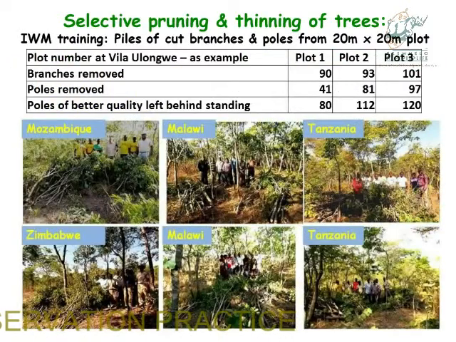In the training, we ask people to mark out a plot of 20 meters by 20 meters, and you apply this selective pruning and thinning, and that's the material they get. Just have a look at the size of stems that you get. That's a number of branches that we remove in each plot. That's the number of small poles we have removed. That is the number of better poles we left behind because we take out the bad ones and we prune the good ones to get better form. So we have a better woodland and we have actually used a lot of material.